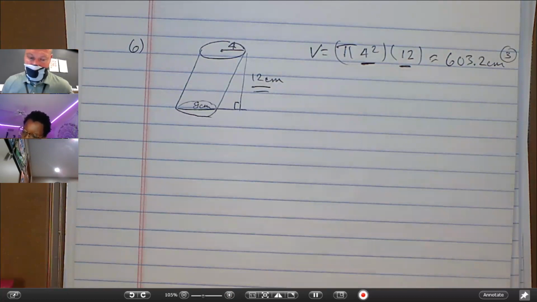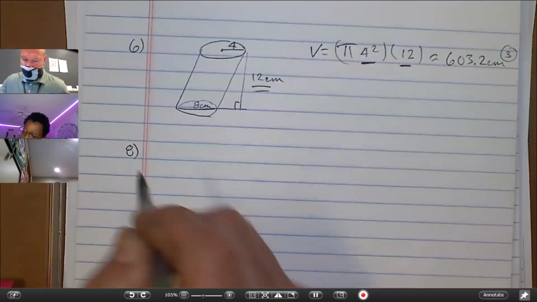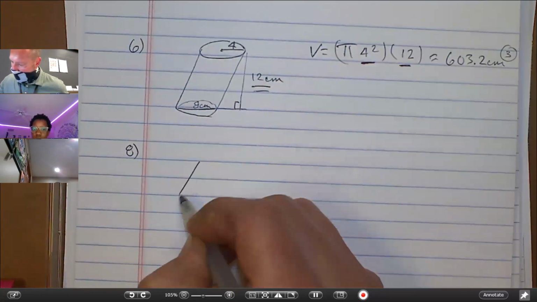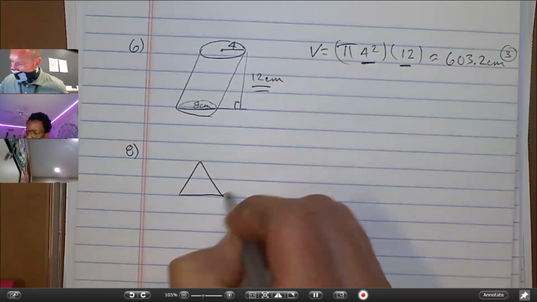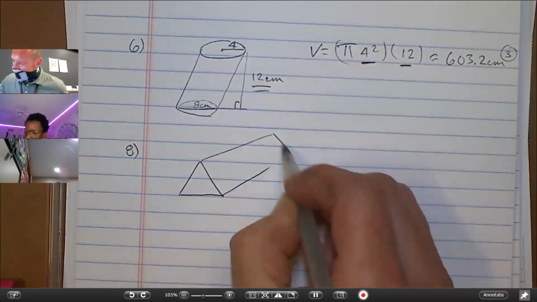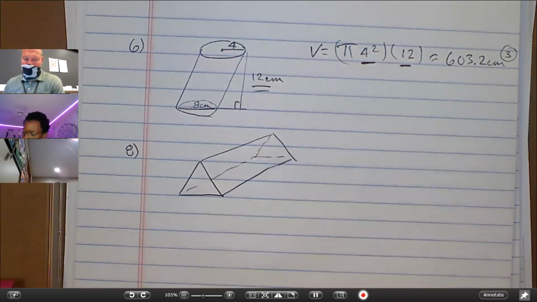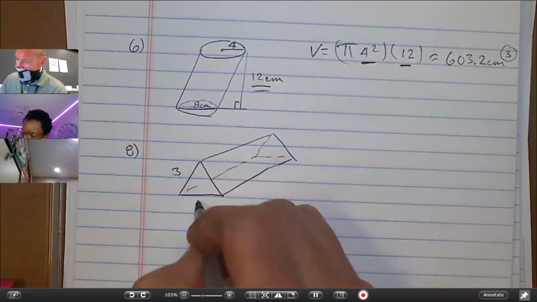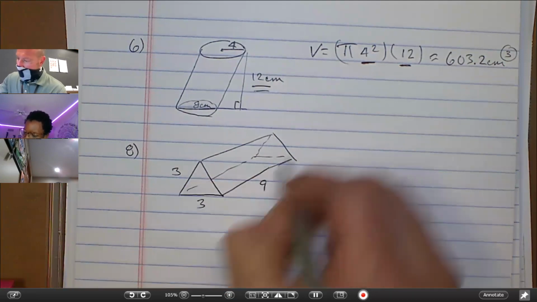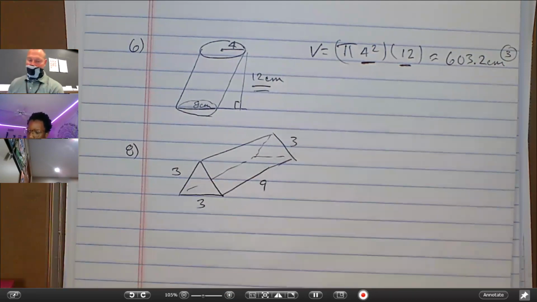Example number 2. Let's look at a question like number 8. Something like this. 3, 3, 9, 3. Those are all feet.